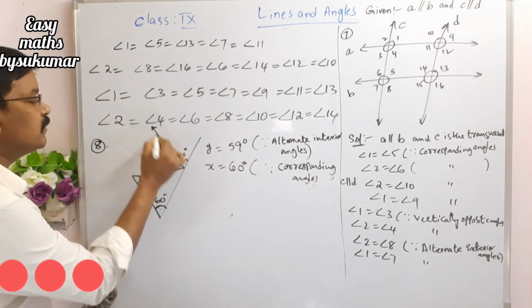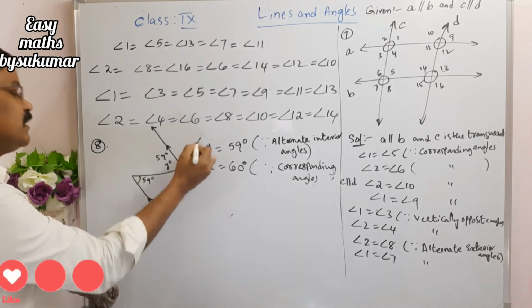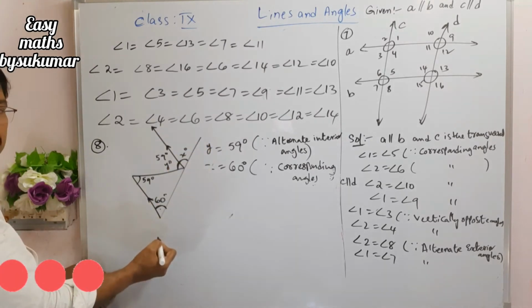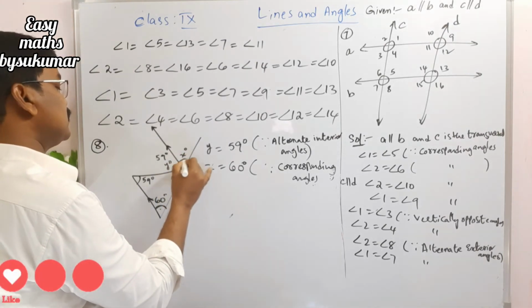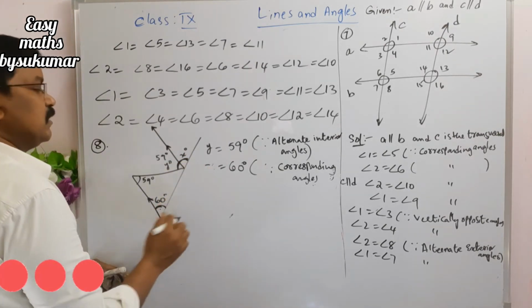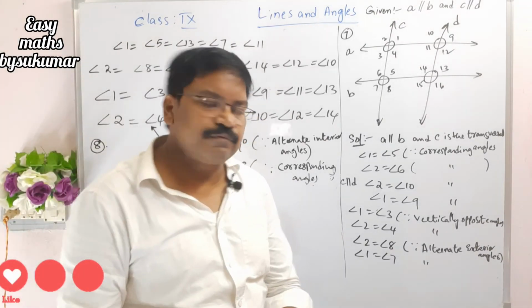Why? Look here, this is a line parallel, this is another line, both are parallel, and it is a transversal. This line should be taken as transversal. That means this angle and this angle are equal. Therefore, here x is equal to 60 degrees, y is equal to 59 degrees.